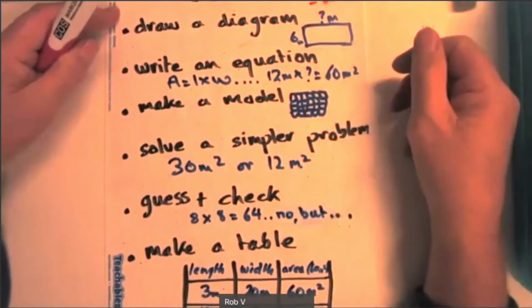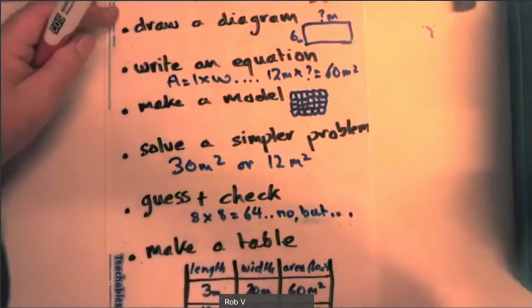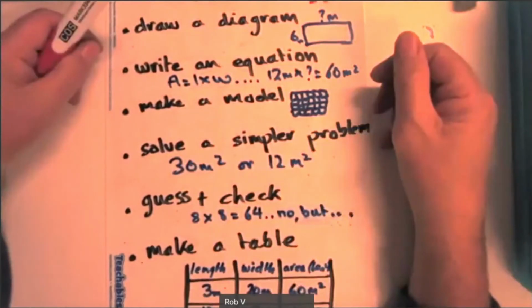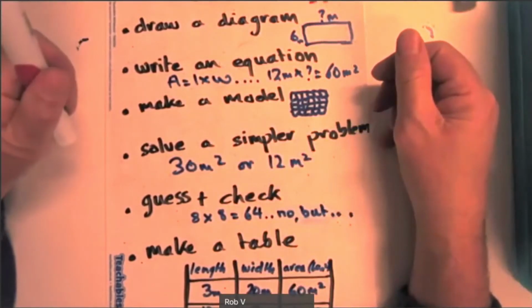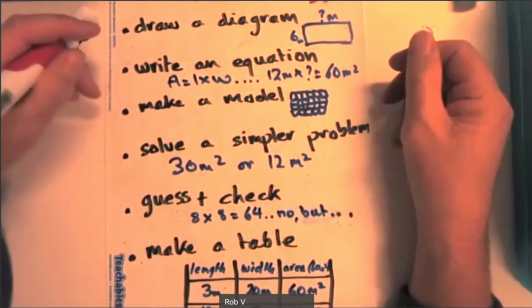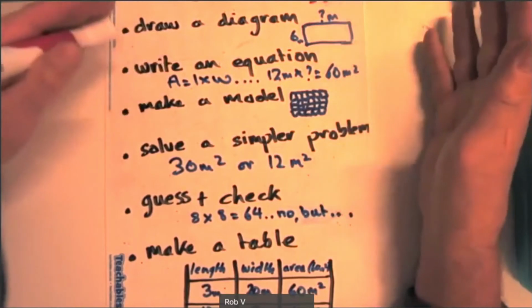You can guess and check. So you might go, 8 meters times 8 meters. 8 eights. Oh, that's a square. That's 64. Oh, it's got to be 60. Hey, but I'm close. So the crucial thing with kids to understand about guess and check, it's not guess and you're wrong. No, it's guess and check it and learn from it.